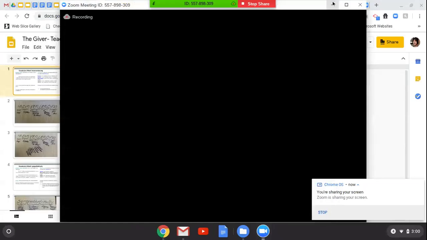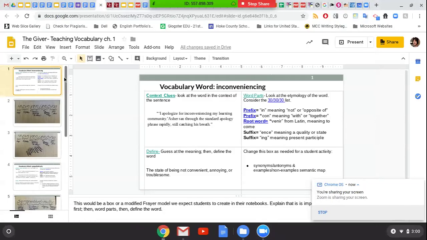I want to share some vocabulary strategies with you, or actually kind of model some of the things that we pointed at the mini conference when it comes to teaching vocabulary, some best practices for it. So I'm using a Google slide that we created for The Giver for teaching vocabulary, one of our 6th grade texts.